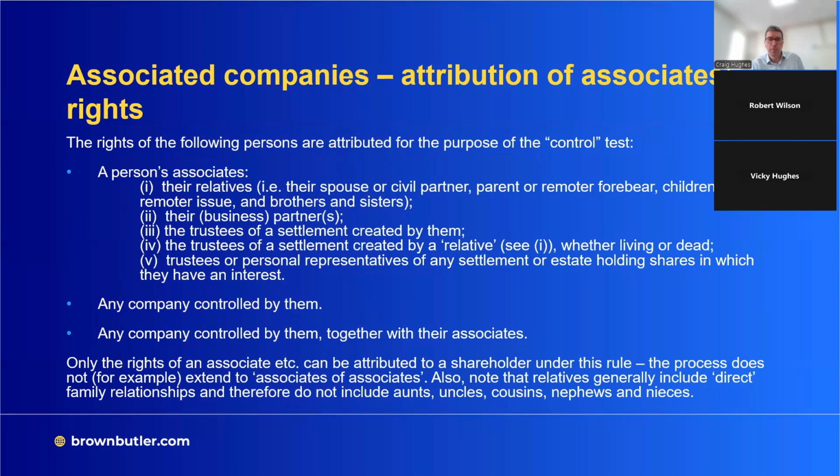Trustees of a settlement created by an individual is an associate. Any company controlled by them, or any company controlled by them together with their associates. A point to note there at the bottom: you don't include associates of associates, so you don't keep on going there. So we're looking at typically direct family relationships, and so normally not including aunts, uncles, cousins, nephews, and nieces, etc.